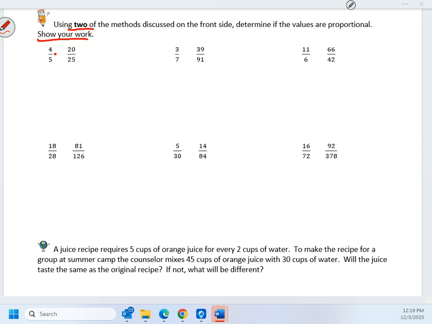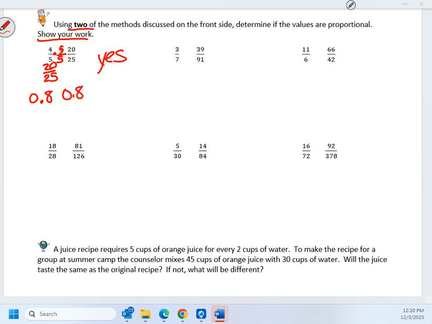Or I can do the scale factor with multiplication. 5 times 5 is 25, 4 times 5 is 20. Are they the same? Yes. What's another one? Because I need to do two ways. So I showed one using scale factor with multiplication. What's another way I could use, Holland? The decimal values. What's 4 divided by 5? Use calculators. 4 divided by 5. Holland? 0.8. What is 20 divided by 25? Holland? 0.8.